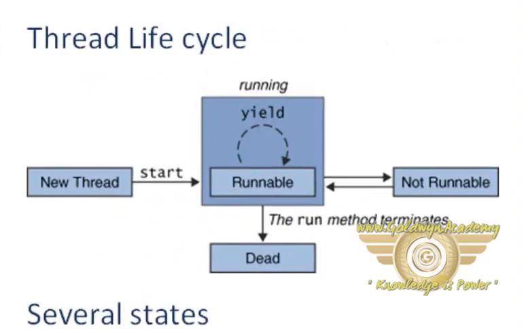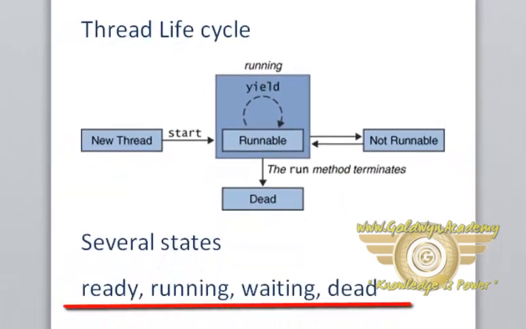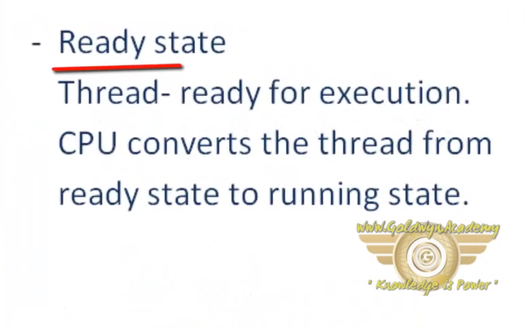Now let's take a look at the thread lifecycle. A thread may be in any of the states like ready state, running state, waiting state or dead state. First, ready state. If a thread is ready to execute, it means it's in ready state. When a thread gets access to the CPU, then it turns from ready state to running state.